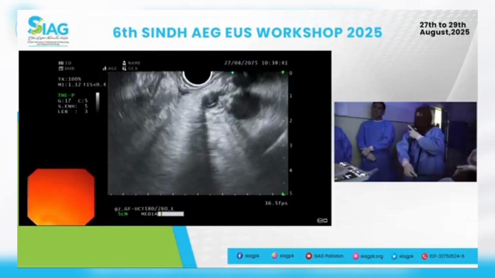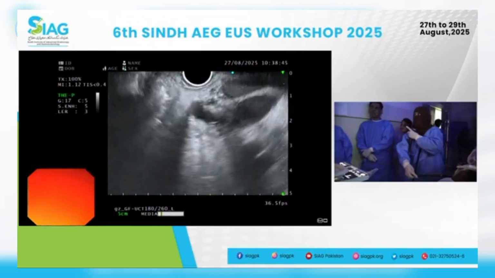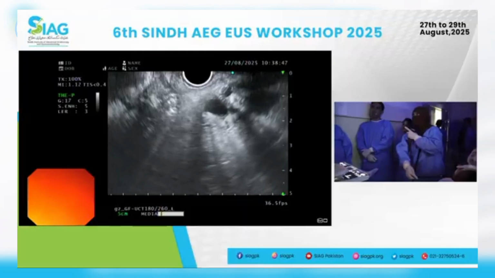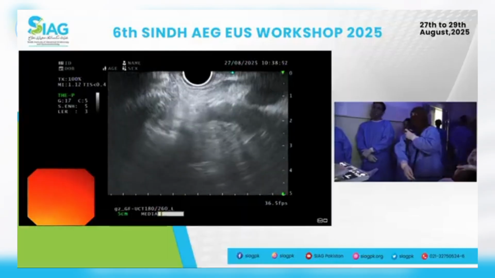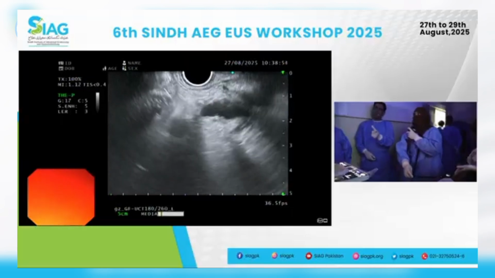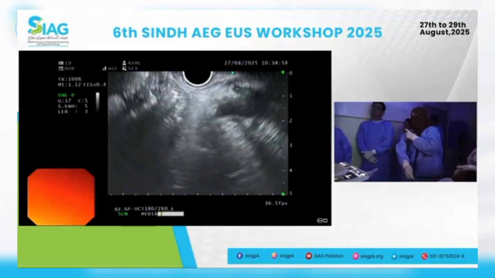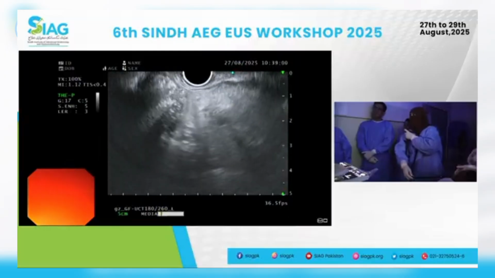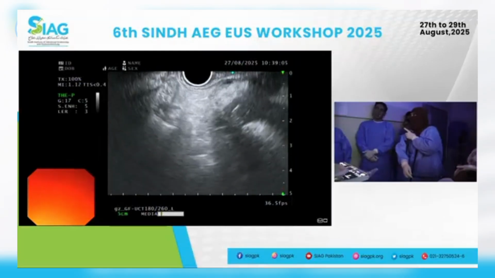Good, very good. Keep going, clockwise, keep going. Suction as well. You're losing it. So if you lose the image, you undo it, you go back where you were before. Good, that's enough. Keep going. It is significantly dilated again, in keeping with the obstructive process.